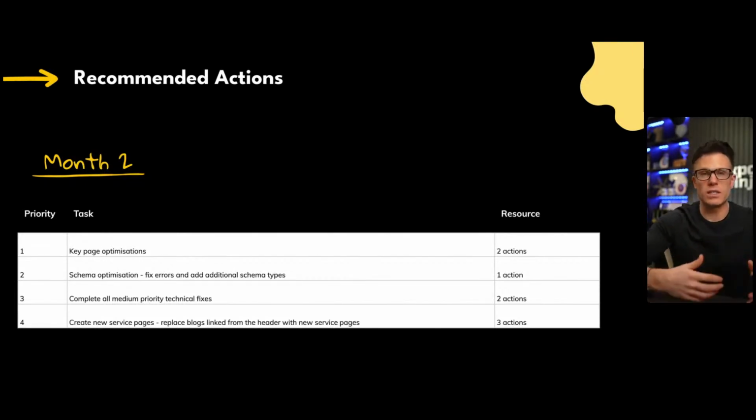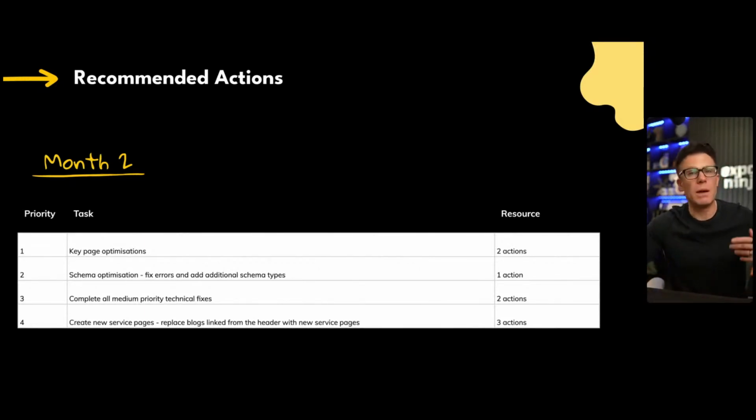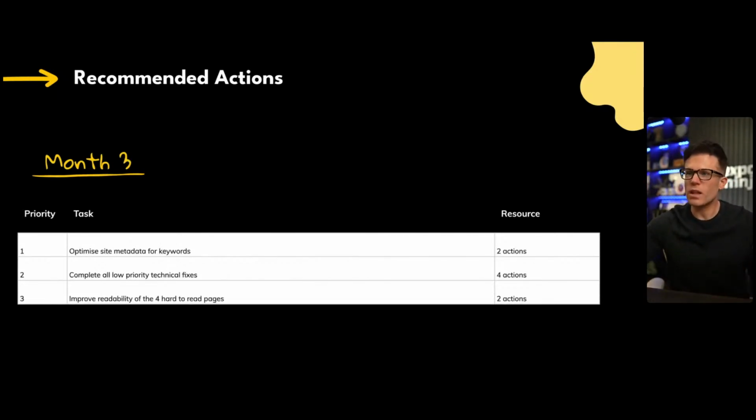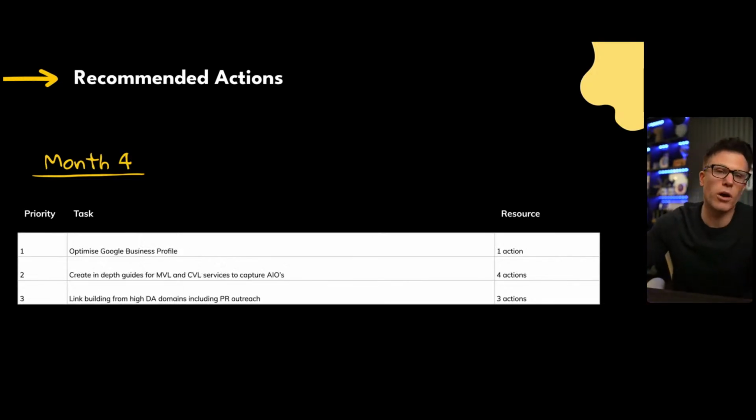Then as you go through month two, you might be doing some key page optimizations. You might be tweaking some of the content on some of your key pages, any schema stuff, any medium priority technical fixes as well, maybe creating some new product or service pages to target some other phrases that you want to be showing up for. And then as we go, these are going to become either larger tasks, so improving readability, or less important tasks like lower priority technical fixes. And then eventually things like link building. This is a massive ongoing project.